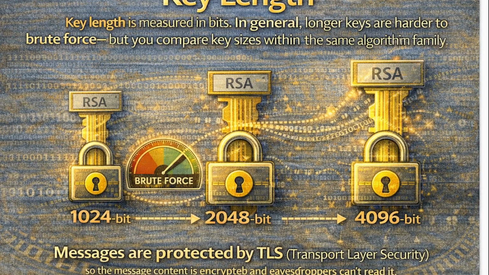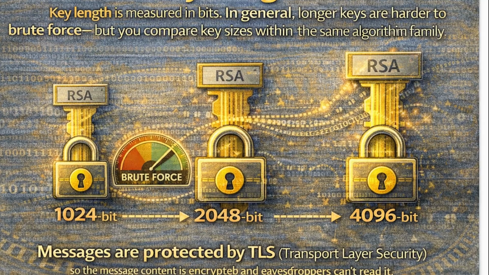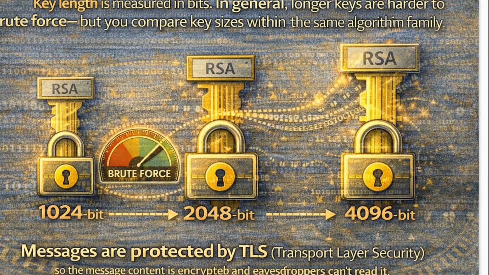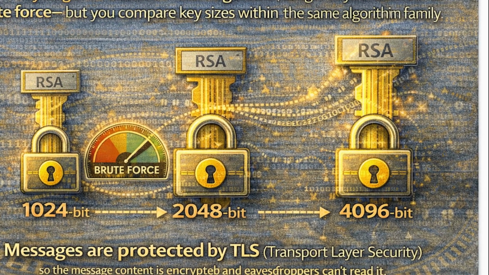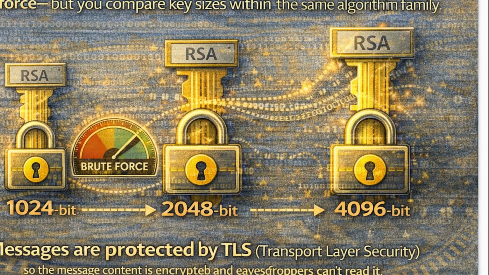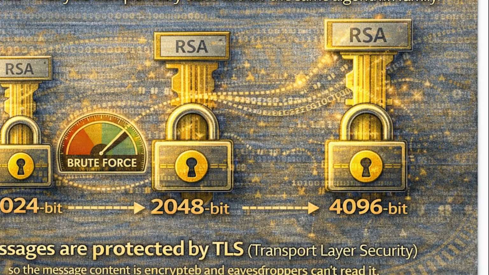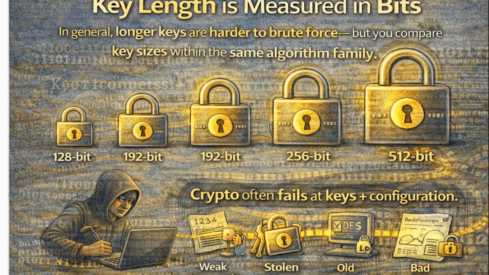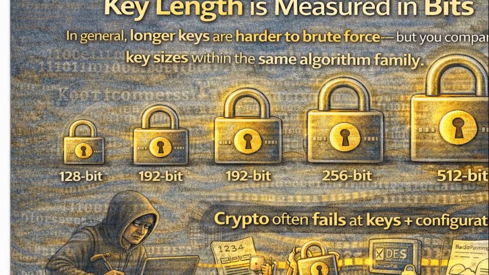Key length is measured in bits. In general, longer keys are harder to brute force, but you compare key sizes within the same algorithm family. And remember, cryptography often fails not because the math is weak, but because of weak passwords, stolen keys, old algorithms, or bad configuration. Attackers love shortcuts. Crypto often fails at the keys plus configuration level.